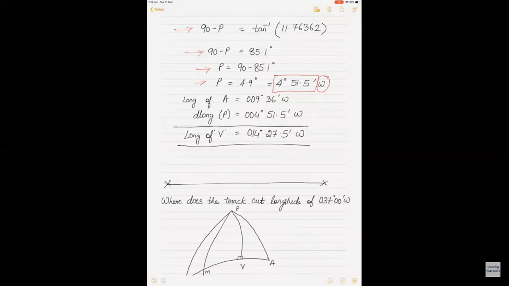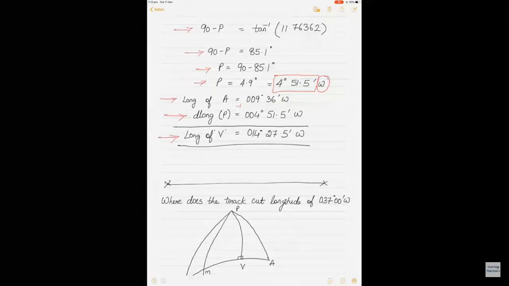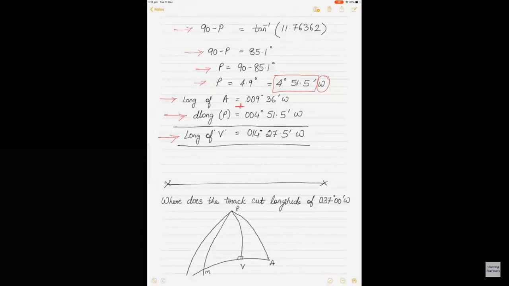So you have longitude of A as 009 degrees 36 west, and you have D long or angle P that you just calculated, 4 degrees 51.5 west. To find out the longitude of the vortex, we'll add the west longitude because you are going further west. So the answer you should be getting is 014 degrees 27.5 minutes west, the longitude of the vortex.